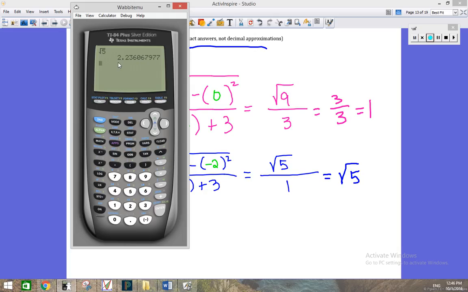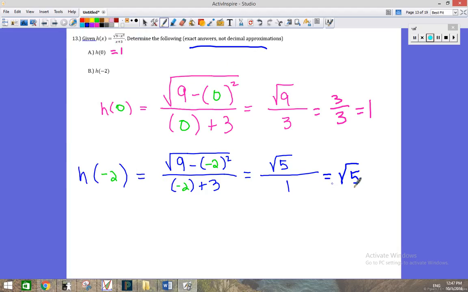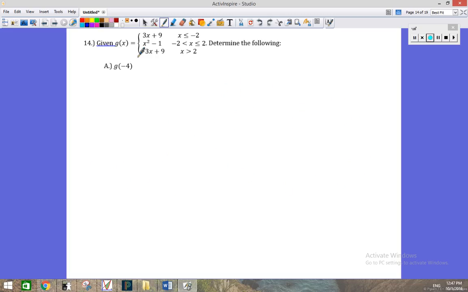2.236 is real close to the square root of 5, but it's not an exact value because this decimal representation goes on forever. This is the exact value. This is what they wanted, an exact answer.